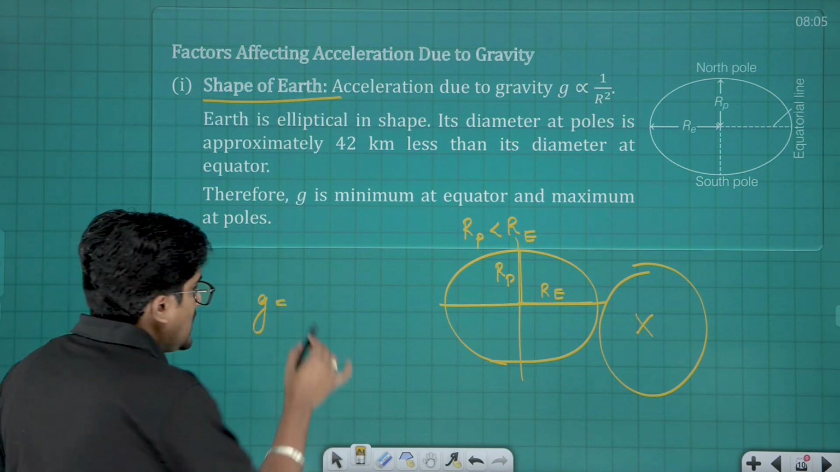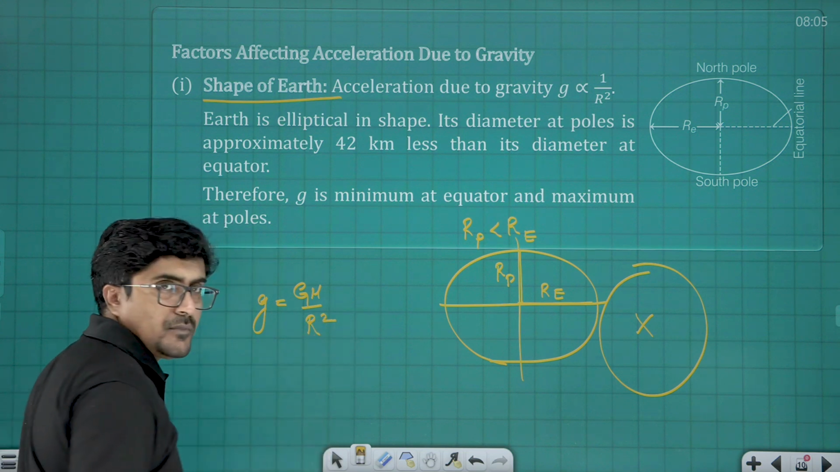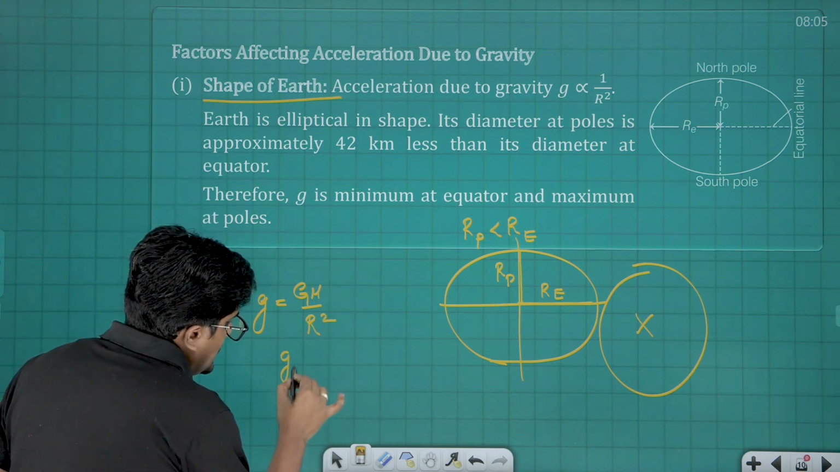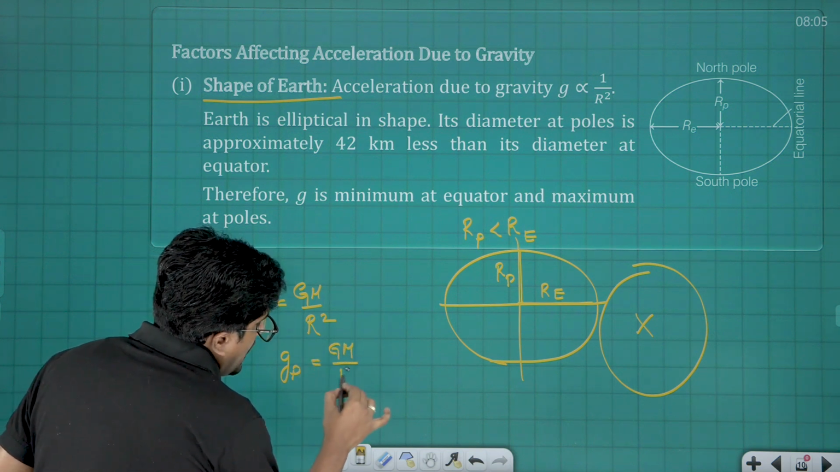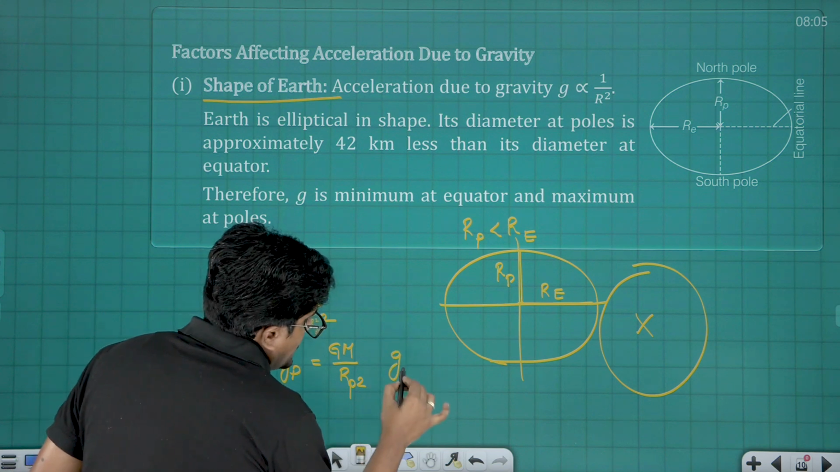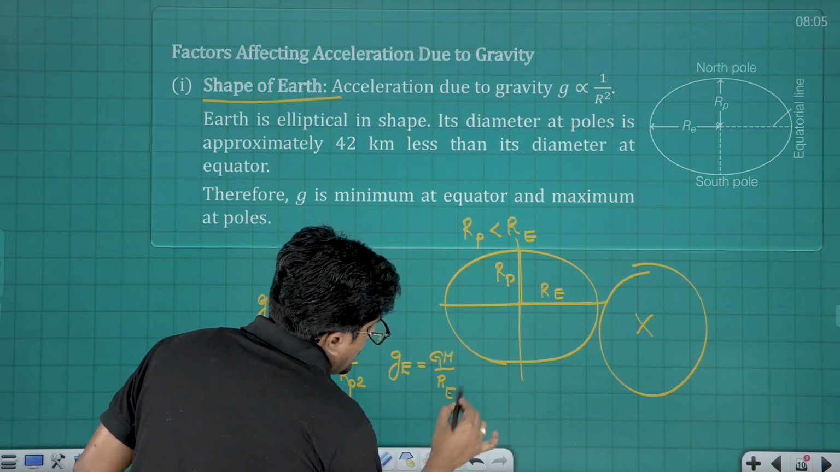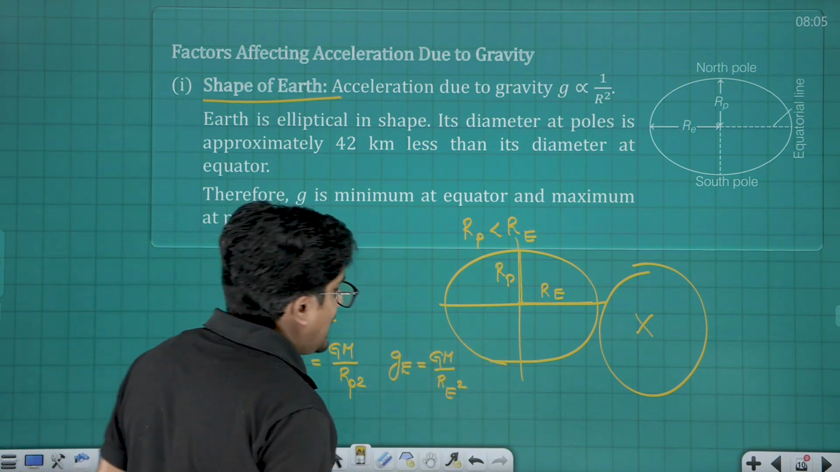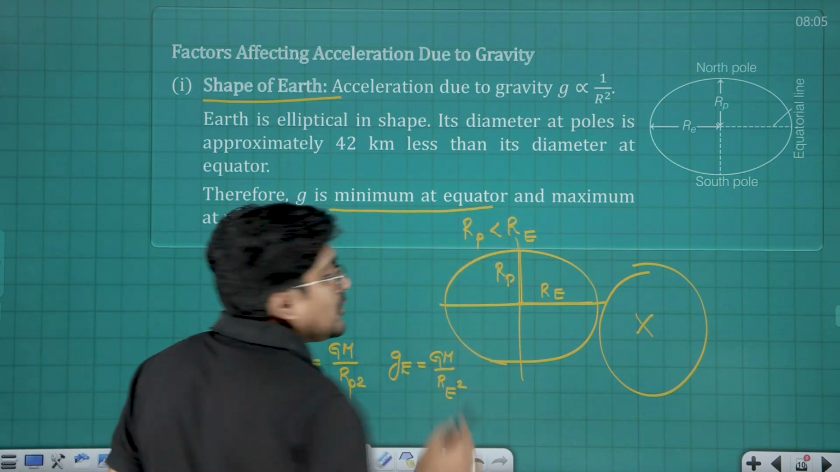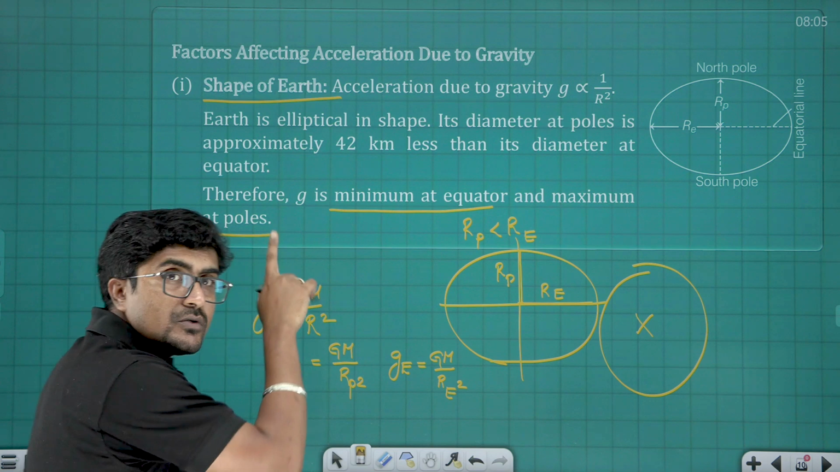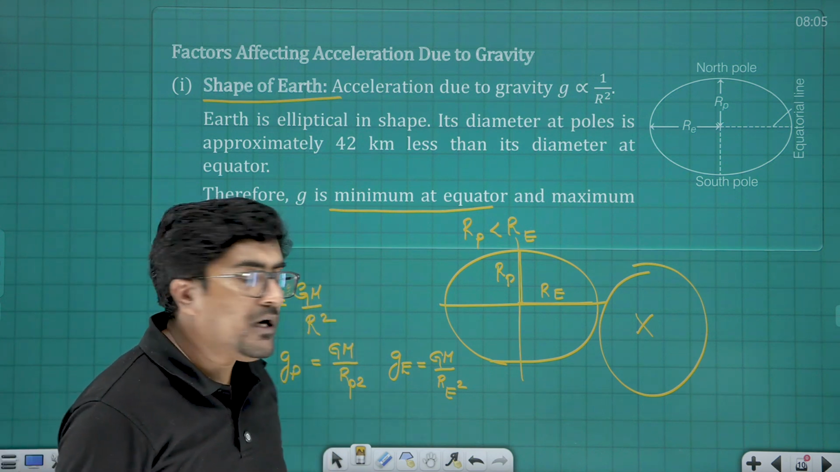What is g? g was capital G M upon r square. So if I take g suffix p, then this is going to be capital G M upon r p square. And if I take g suffix e, that's going to be capital G M upon r e square. So r e is greater than r p, right? Which means g is going to be minimum at the equator and maximum at the poles. Questions were there. It's going to be minimum at the equator and maximum at the poles.